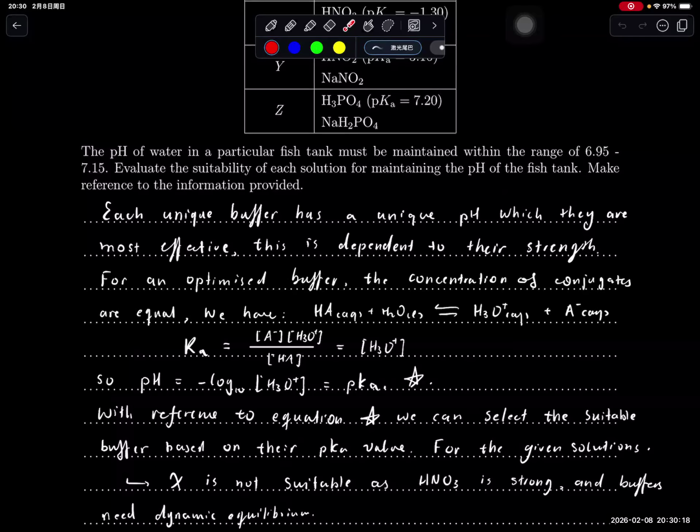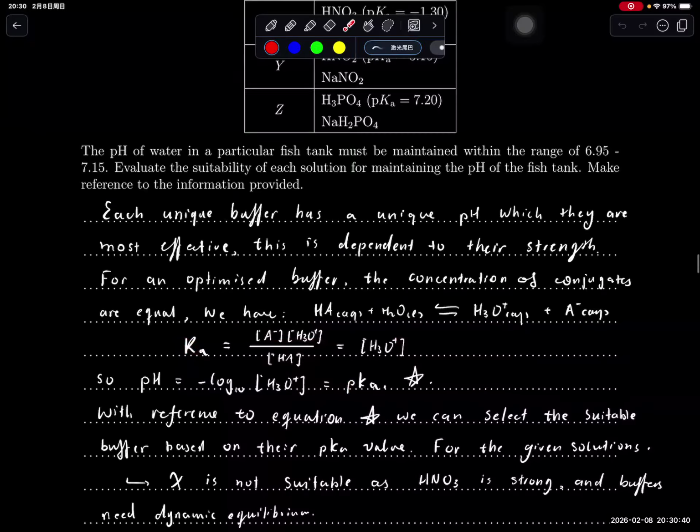So the Ka is this. However, we're assuming that we're at optimal, so the conjugate and the acid itself are equal in concentration. You can straight away cancel out those two concentrations and leave behind only the hydronium ion concentration. So the pH is just pKa, if you substitute Ka with that. So pH equals pKa is the optimal buffer pH.